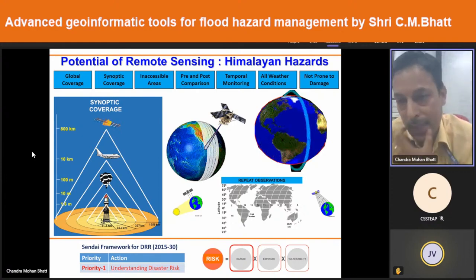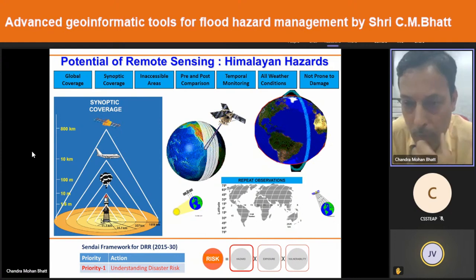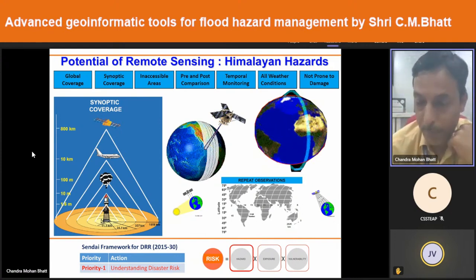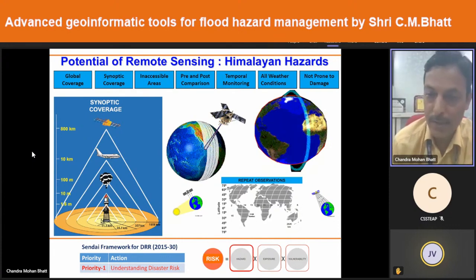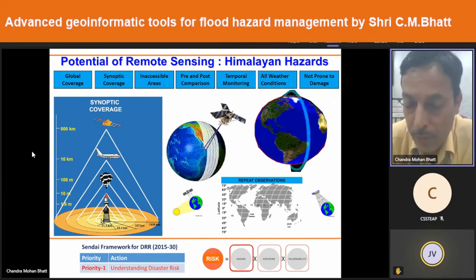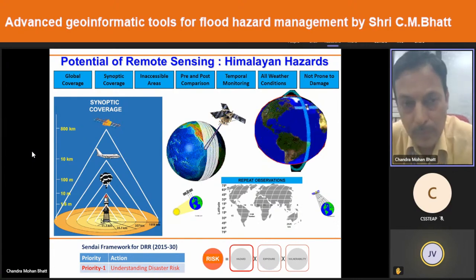These satellites are at a higher altitude, so they are not prone to damage. They are at 600 or 700 kilometers, so they are not prone to damage, unlike our ground instruments, like the river gauge on the river, which gets impacted during the floods.